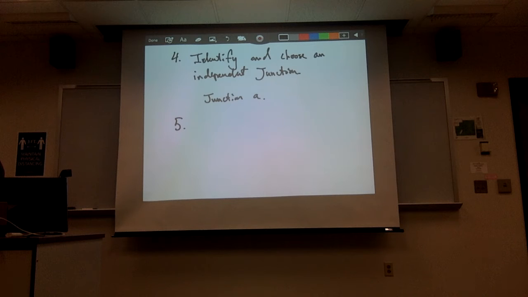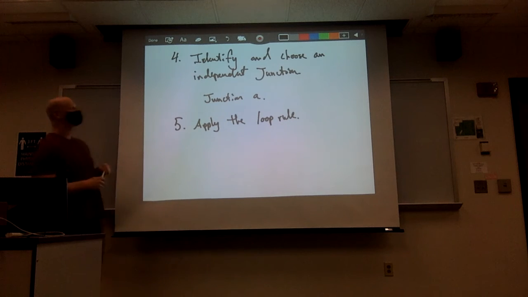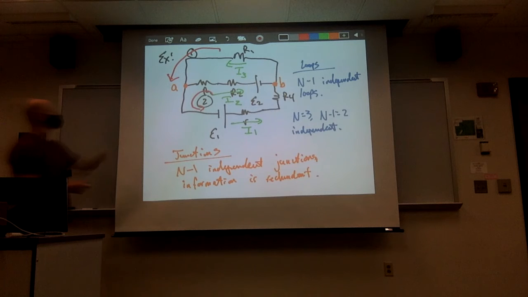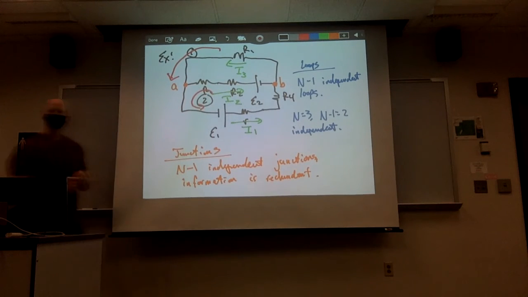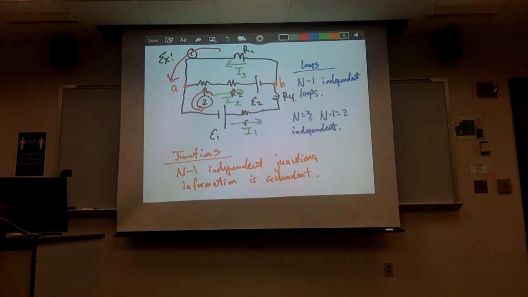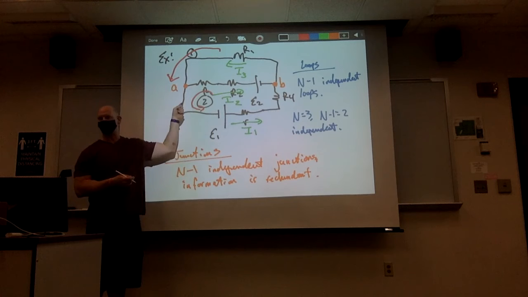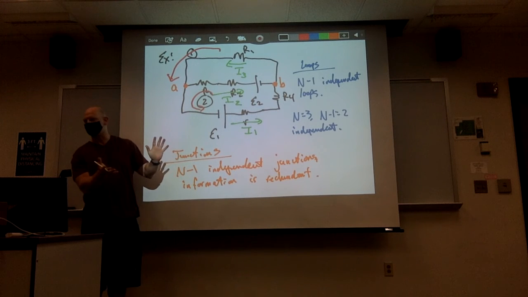Step number 5, apply the loop rule. So now that we've made our choices, we're now going to simply use our choices and start applying the loop rule. What that means then is for the loop rule, we're going to go around the big loop in the counterclockwise direction, applying all of our sign rules as we go through this. Now for here, we're going to make a choice on where we're going to start, because we have to start at a point and then go around and end at that same point. So we know we ended up at the same point. Otherwise, it's not equal to 0.